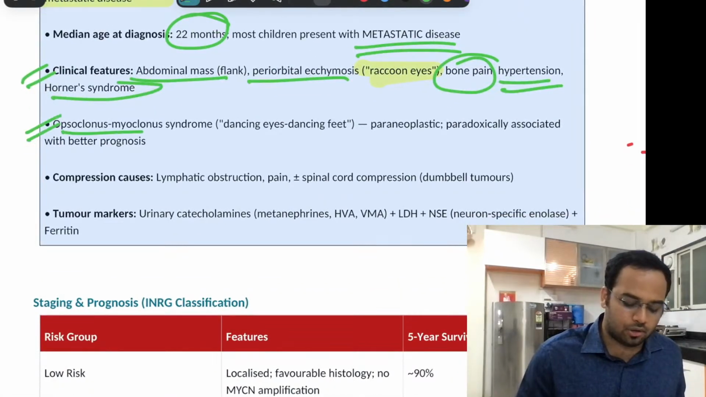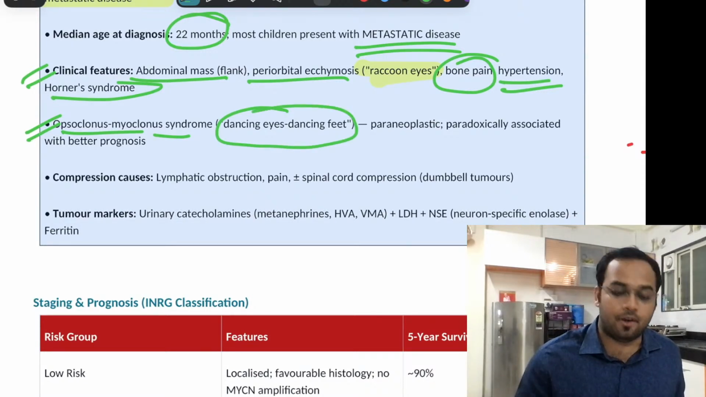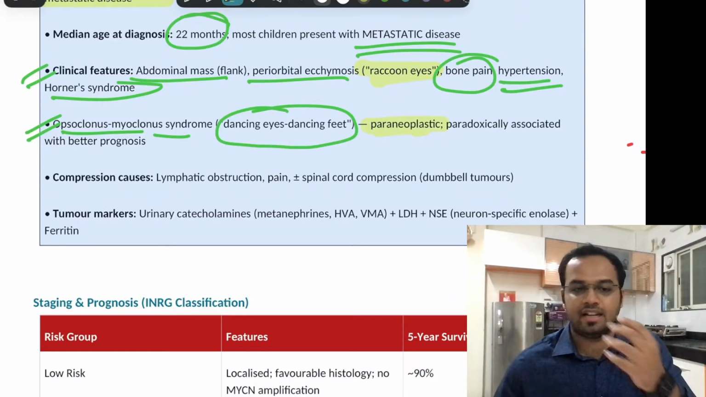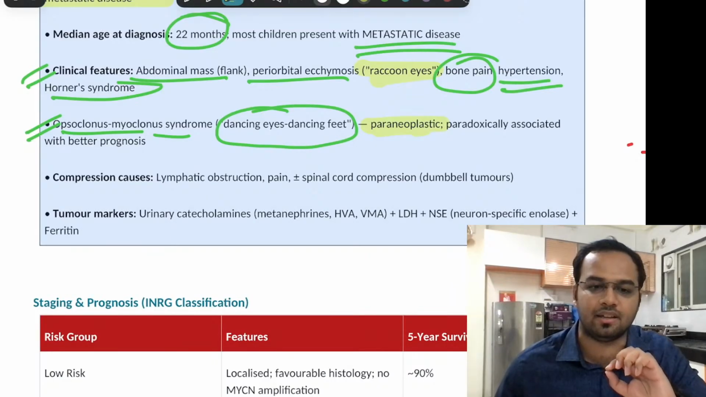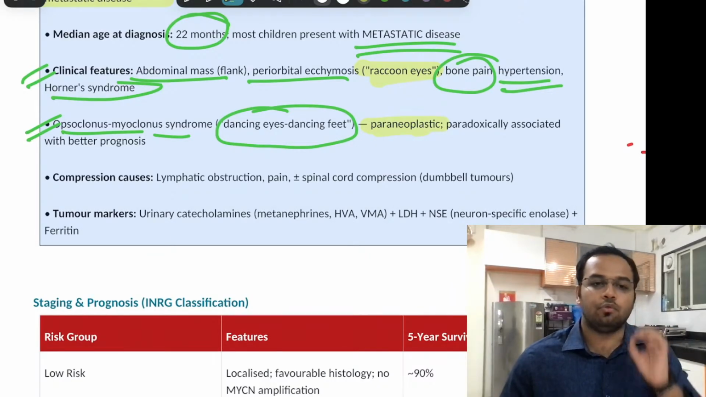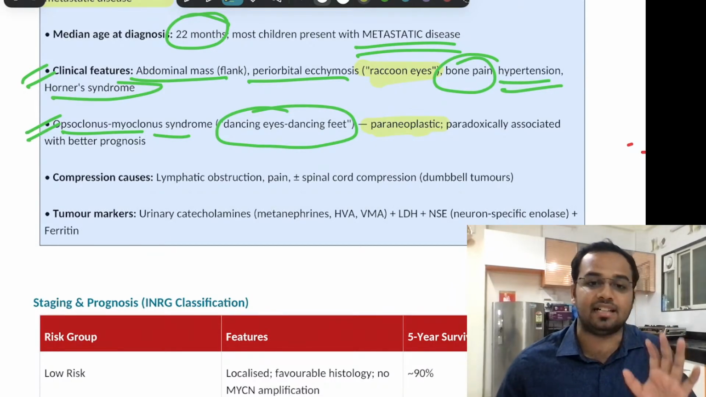What is this opsoclonus myoclonus? So this is called as dancing eyes and dancing feet syndrome. It is a paradoxical syndrome. It is an autoimmune condition wherein the antibodies which are going to be formed are going to be attacking the own nerve cells. So वो nerve cells होने के बाद में patient को dancing eyes and dancing feet होने वाला है. So this is going to be a typical feature.